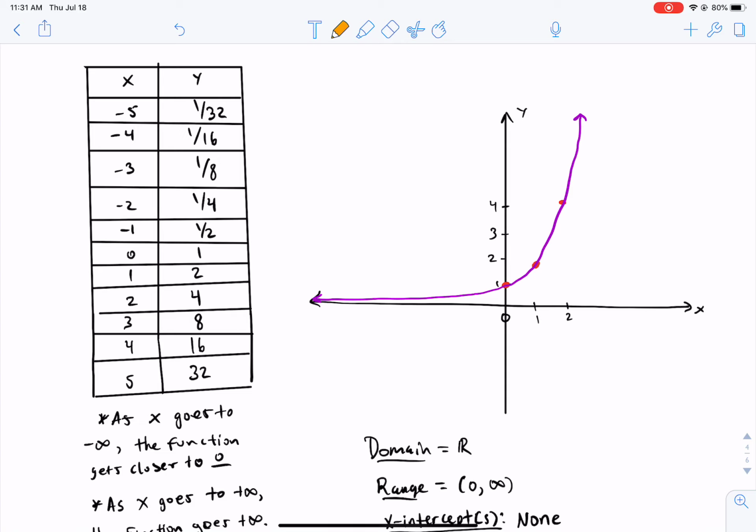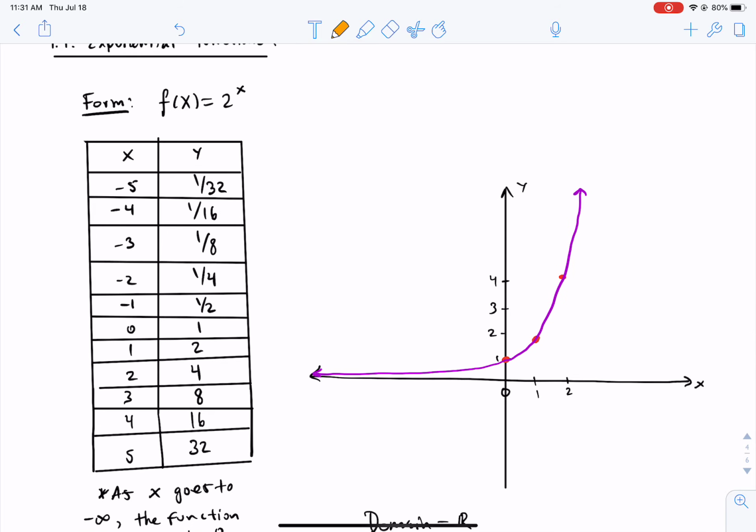Because this is a very common thing in mathematics, they decide to name the inverse a log function. And when you draw the two of them together, you're going to see that they're mirror reflections of each other about the line y equals x. So what's the function? 2 to the power of x.